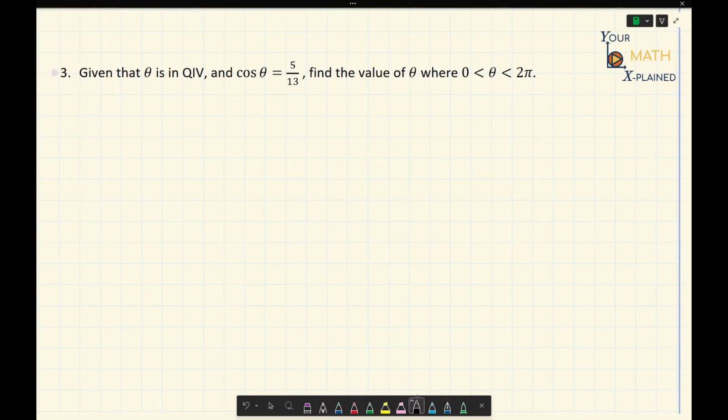For our third example, we're given that our angle theta is in quadrant 4. And we're also given what cos theta is. And we want to find the value of our angle theta, where theta is in between 0 and 2 pi. As always, we start by drawing a diagram.